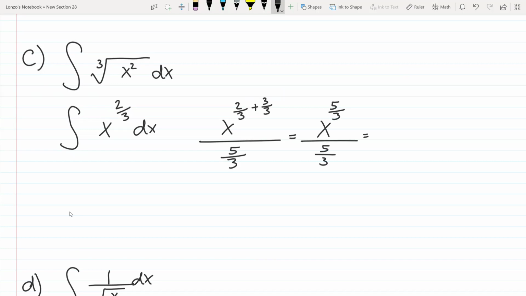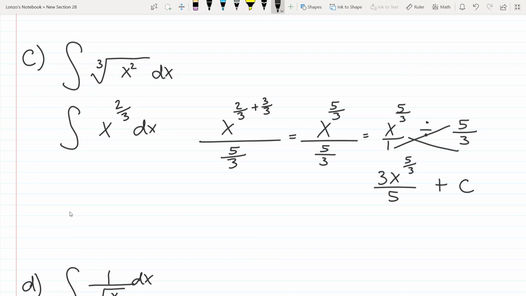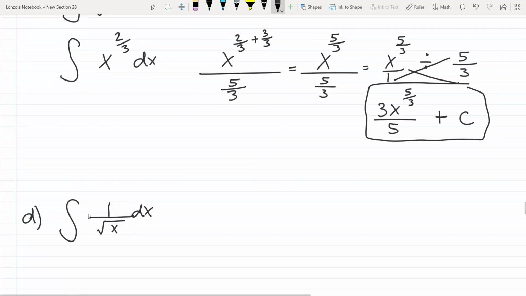So I can rewrite this as x to the 5/3 divided by 5 over 3. Cross multiply, so that's 3x to the 5/3, and then 1 times 5 is 5, plus c. Okay, that's your final answer.